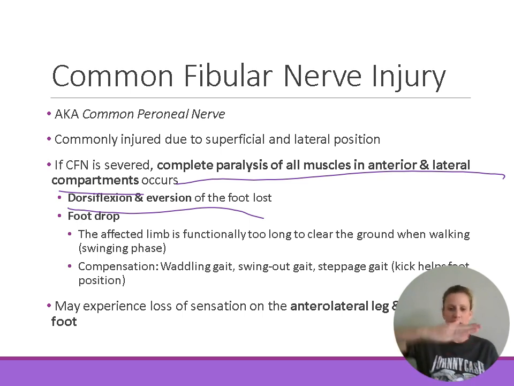Eversion, not as important. Eversion is when you tilt your foot outward. So like the sole of your foot can go in or out. So that's tilting your foot laterally or out. Dorsiflexion is the big one.